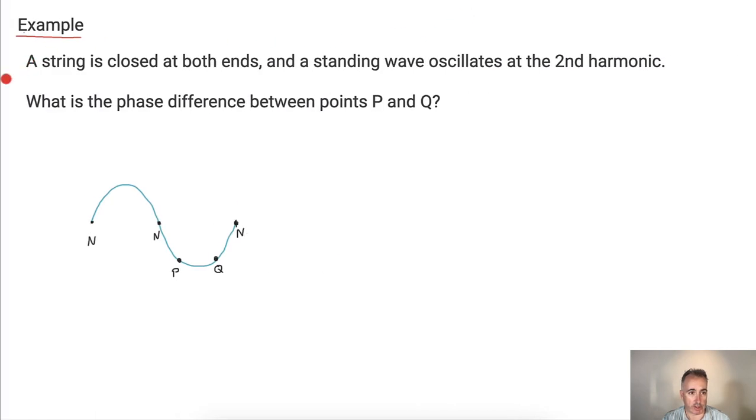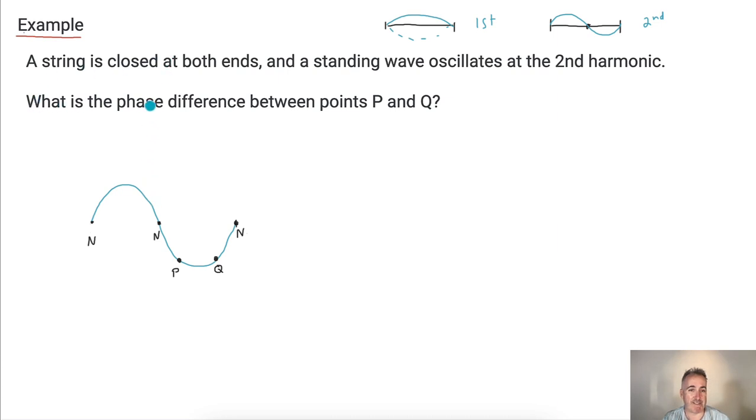Okay, let's see if we can maybe do a question with this. We were told that we have a string that is closed at both ends, and we have a standing wave that oscillates at the second harmonic. This should actually make sense because remember, closed at both ends, the first harmonic is the one that goes like this, up and down. The second is one extra node, we add one extra node in the middle. So this drawing down here is correct. It's always good to double check that there's not something weird going on, but this is the second harmonic.